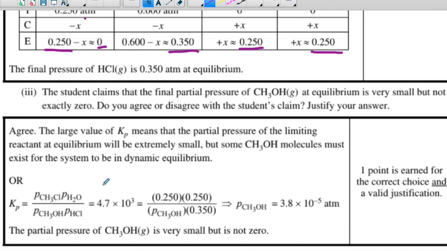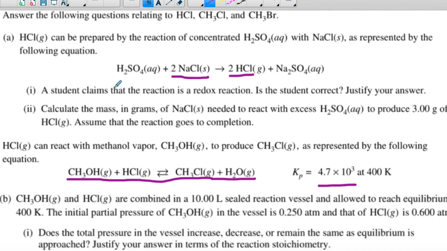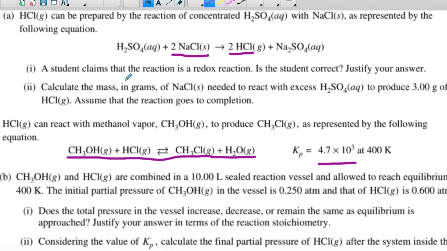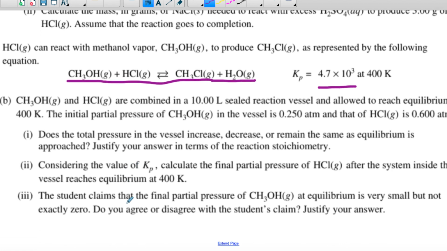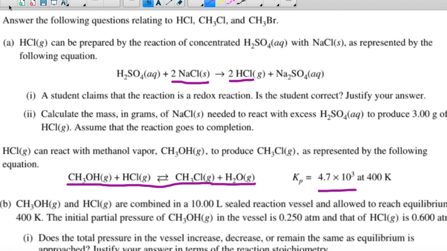So if we actually plugged in the value for Kp, and the values from the ICE table of 0.25 and 0.25 and 0.35 from above, you could solve for the partial pressure of CH3OH. You could make the argument that Kp is really, really big, but some has to exist. You could do that. Even if you didn't get this final point, realize you get all these points from answering this question: the stoichiometry, the redox reaction, does it increase or decrease, calculate the partial pressure, and the ending point. Lots of ways to find points here.